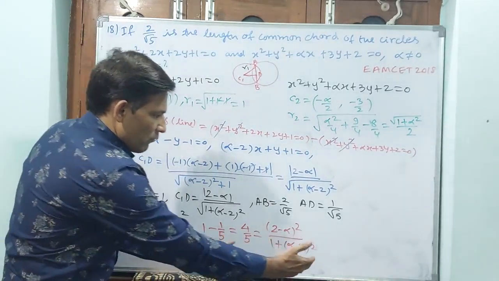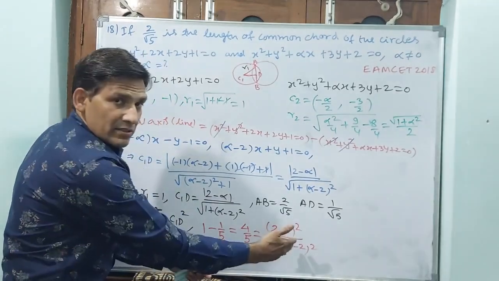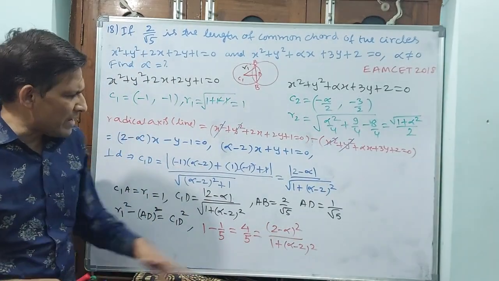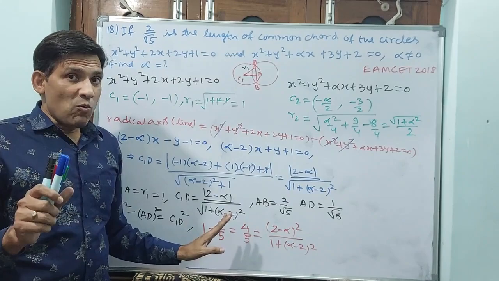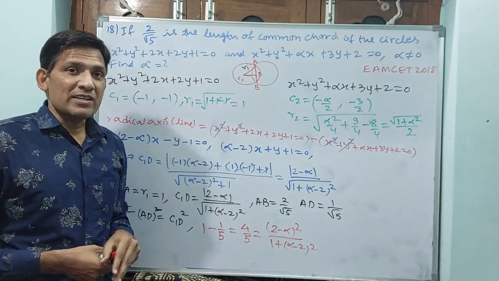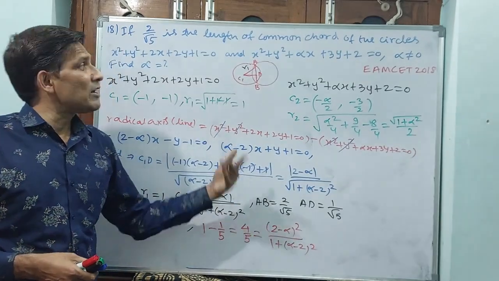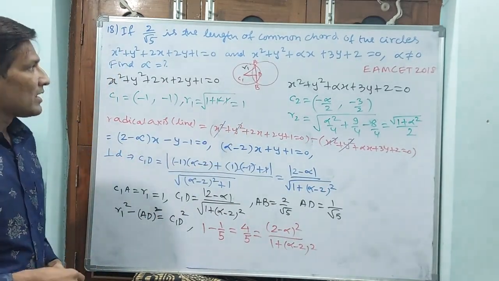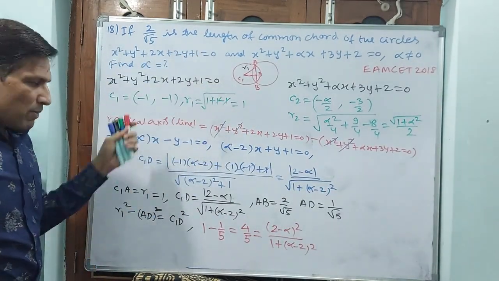Why? Because see, 4 by 5, you have to equate this. Then you are going to get alpha. Why? Because only one variable is there, alpha. It may be quadratic form, but not equal to 0 means what you have to understand? One value will come 0, another value will come different thing. The different value we want. I am going to remove this question. Pass and note down.